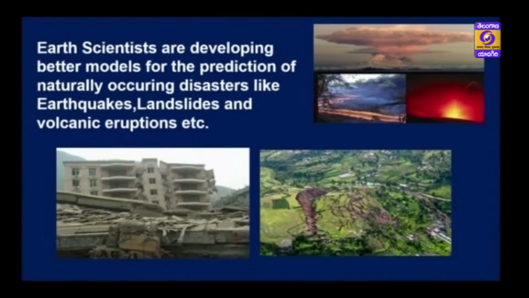And the earth scientists, they are developing better models for the prediction of naturally occurring disasters like earthquakes, landslides and volcanic eruptions. Here the earth scientists are always investigating why these naturally occurring disasters, the volcanoes or the earthquakes or the landslides, are occurring and where they are occurring, what are the reasons behind that. They will develop better models and provide them to society in order to make people aware of these naturally occurring disasters and take necessary steps while they are occurring.